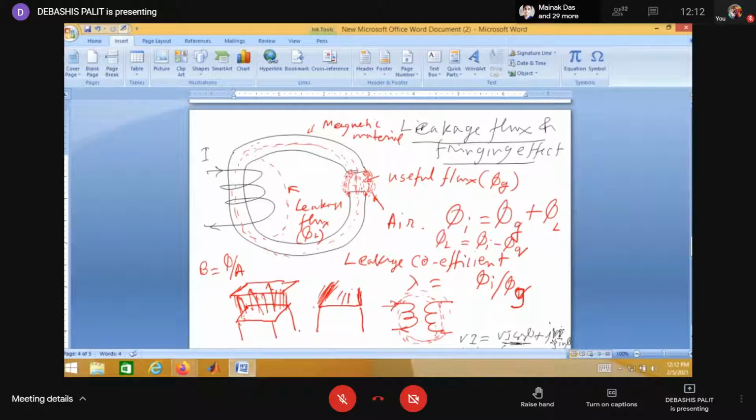Sir, the outer more dense and inside less dense, all contribute to the useful flux? Yes, all contribute to the useful flux. That is not leakage flux, that is a slight deviation of flux. That is your fringing effect. But not much deviation of flux. That is a slight deviation of flux. You understand my point? Yes, sir.